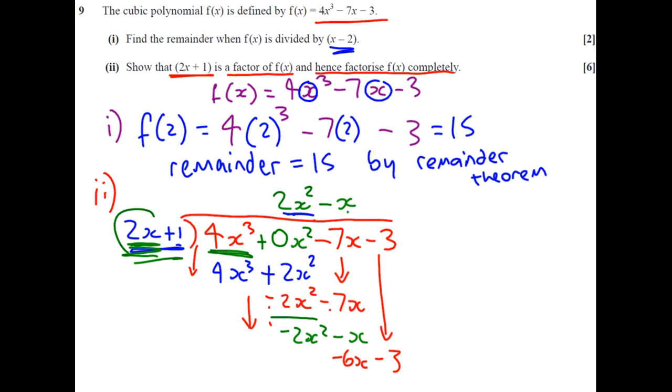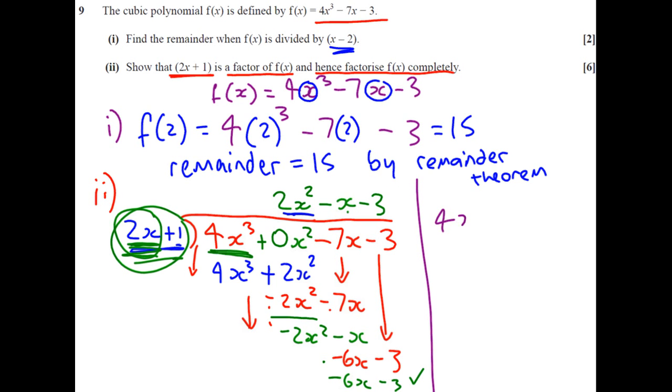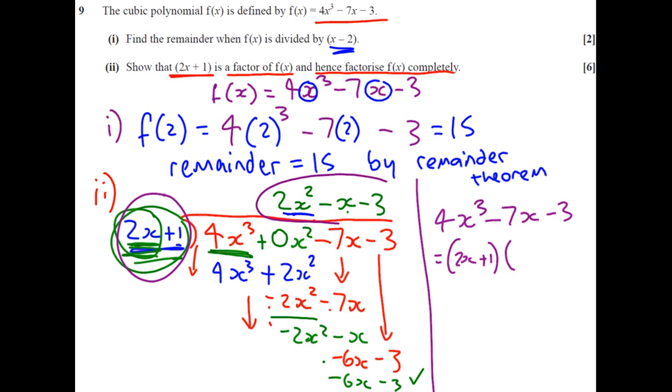Okay, you bring down your minus 3, and then you think, what do you have to times 2x by to get minus 6x? The answer is minus 3. So you times minus 3 by all of this, and you get minus 6x minus 3, and it cancels perfectly. So it's a factor. So now what we've done is we've managed to factorize 4x cubed minus 7x minus 3 into the divisor 2x plus 1 times by your quotient 2x squared minus x minus 3.